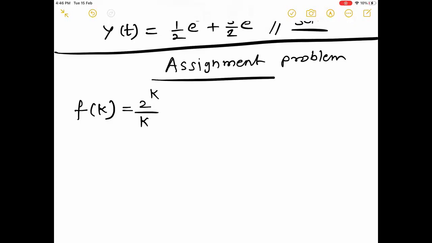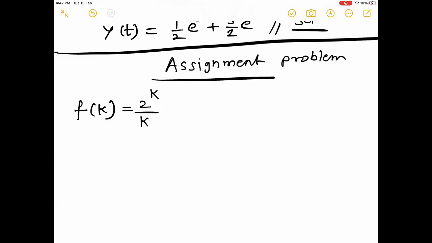So first of all, for 2 raised to k, it will be Z upon Z minus 2, right? And the division by k property is to be used, which is integration, right? So what are you integrating? Z upon Z minus 2, but Z from the numerator is getting cancelled, so it is 1 upon Z minus 2. I am having a problem in that integration only.